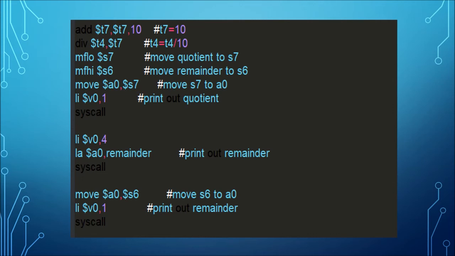To move the remainder to $s6, mfhi $s6. To move $s7 to $a0, we must move $a0 $s7. To print out the quotient, li $v0 1. To print out the remainder, li $v0 4, la $a0 remainder, syscall. To move $s6 to $a0, move $a0 $s6. To print out the remainder, li $v0 1, syscall.